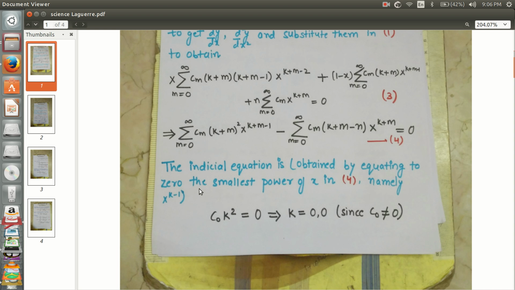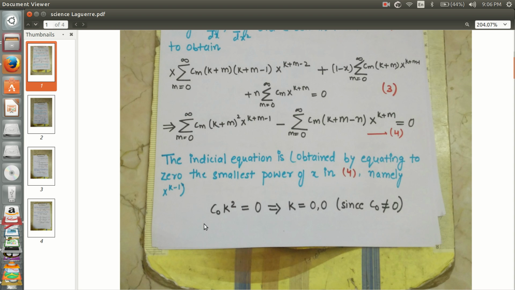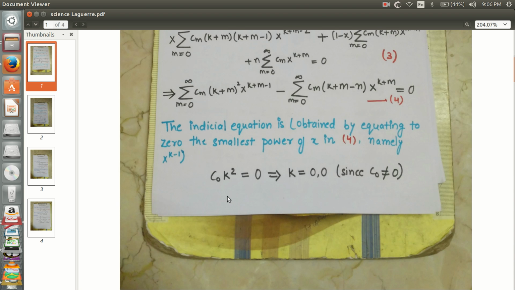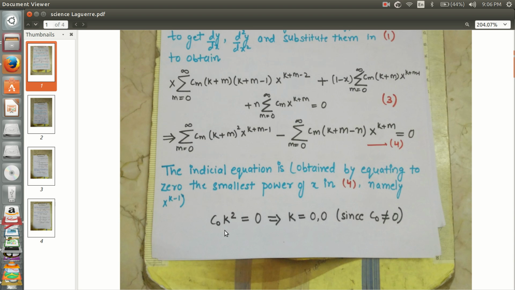So for finding the indicial equation, what will we do? We take the smallest power of x. You can clearly see we get the smallest power of x from this part, that is x to the power k plus m minus, here starting from x to the power k plus m. So by taking the smallest power of x and equating it to 0, we get c naught into k square equals 0. As we have already mentioned, c naught is not equal to 0, so it implies that k is 0. So the two possible solutions of k are 0 and 0 only.